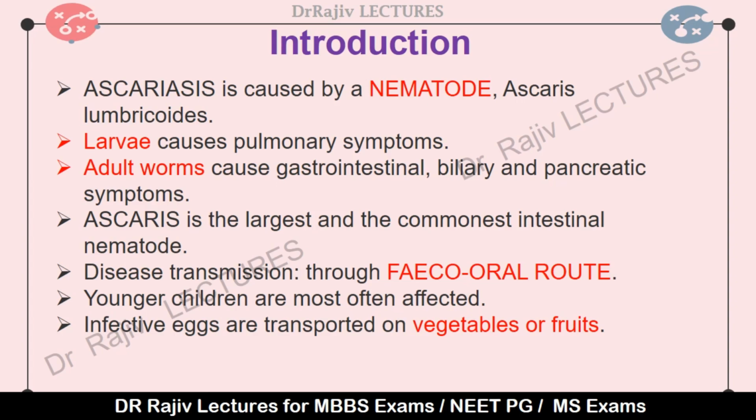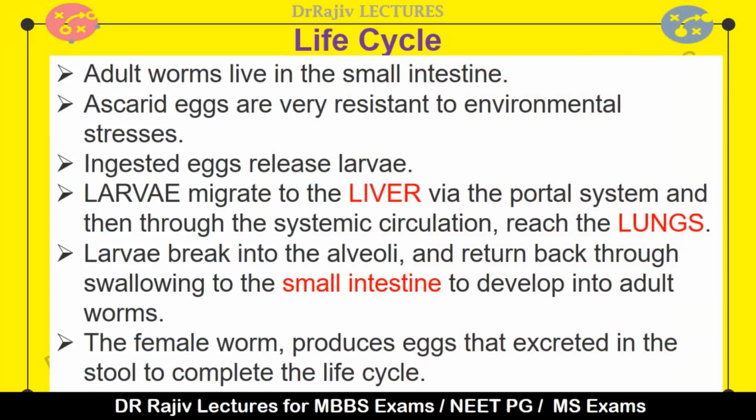Disease transmission typically occurs through the feco-oral route. Younger children are most often affected. Infective eggs are transported on vegetables or fruits and are ingested. Adult worms live in the small intestine and females produce eggs which are passed with the feces. Ascarid eggs are very resistant to environmental factors and can remain infective for years.